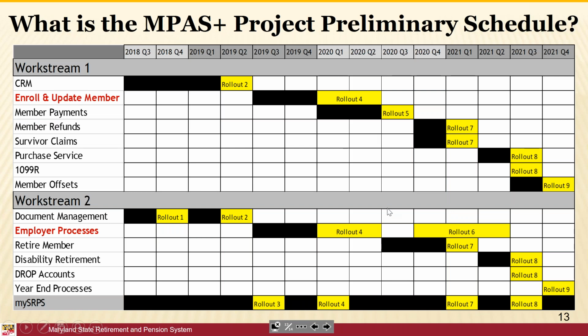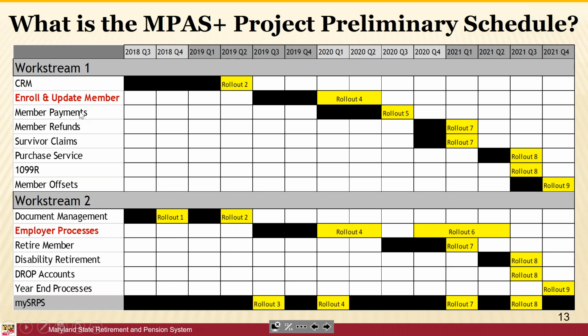This is our schedule. This is the MPAS Plus project schedule. This is preliminary. It is, of course, subject to change, but this is what we think it's going to look like. So on the left-hand side, you can see all the different processes that we are looking at doing. We have our customer relation management. Enroll and update members. So this is highlighted in red because this will be a change for you as the employer. That's the new file that we spoke about.